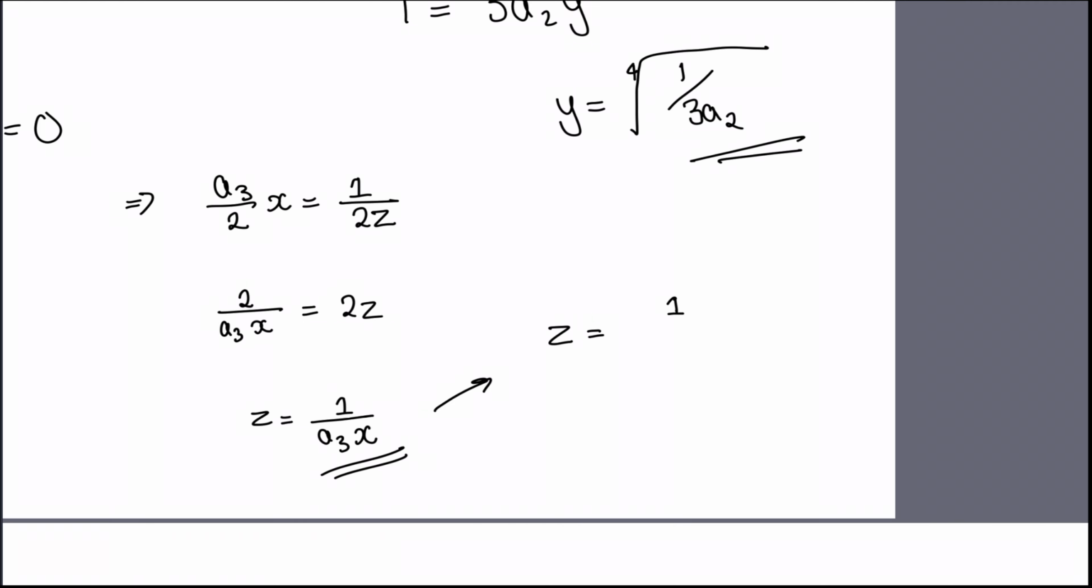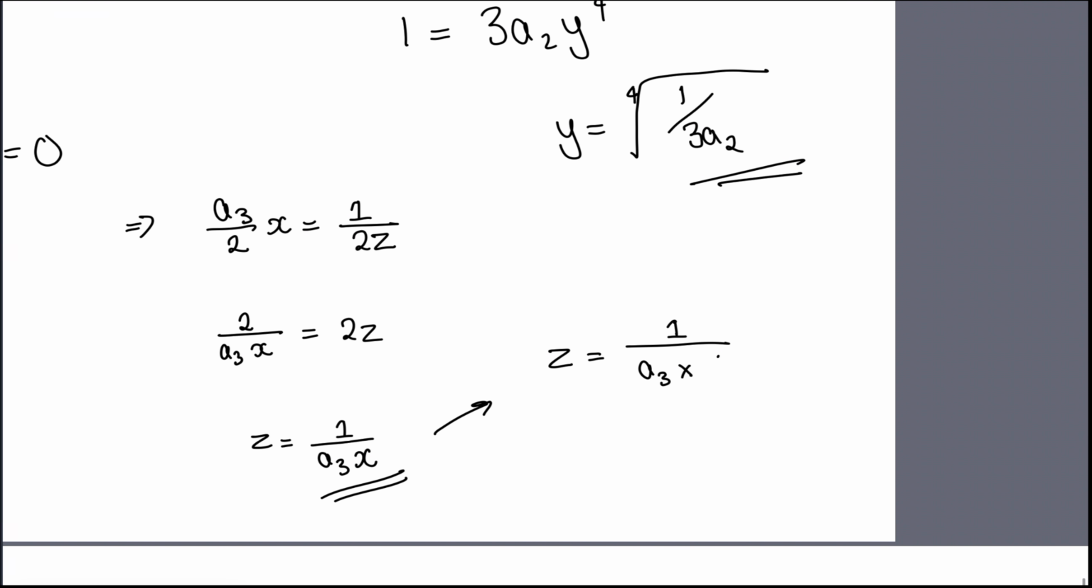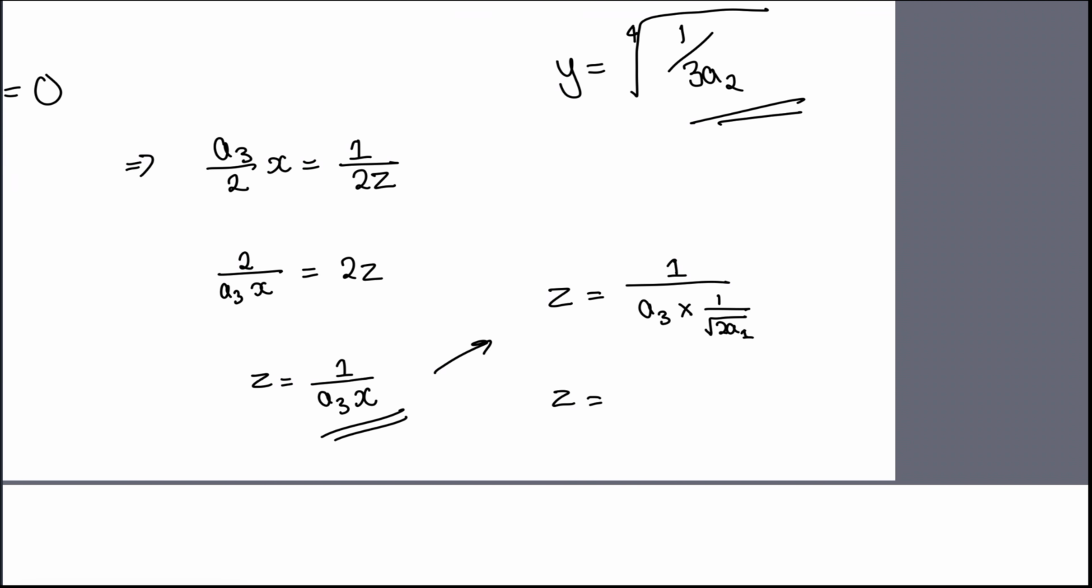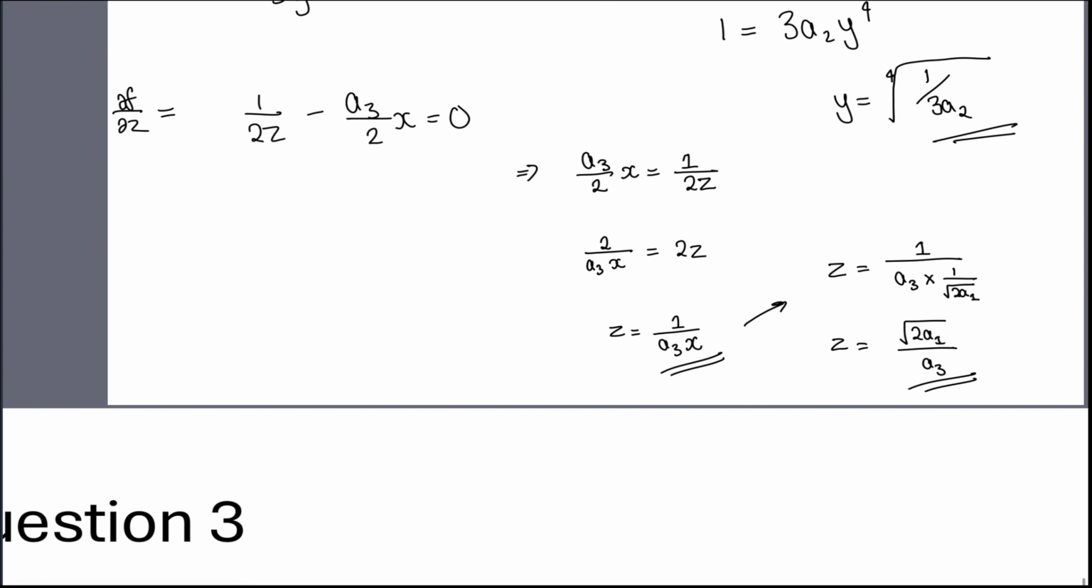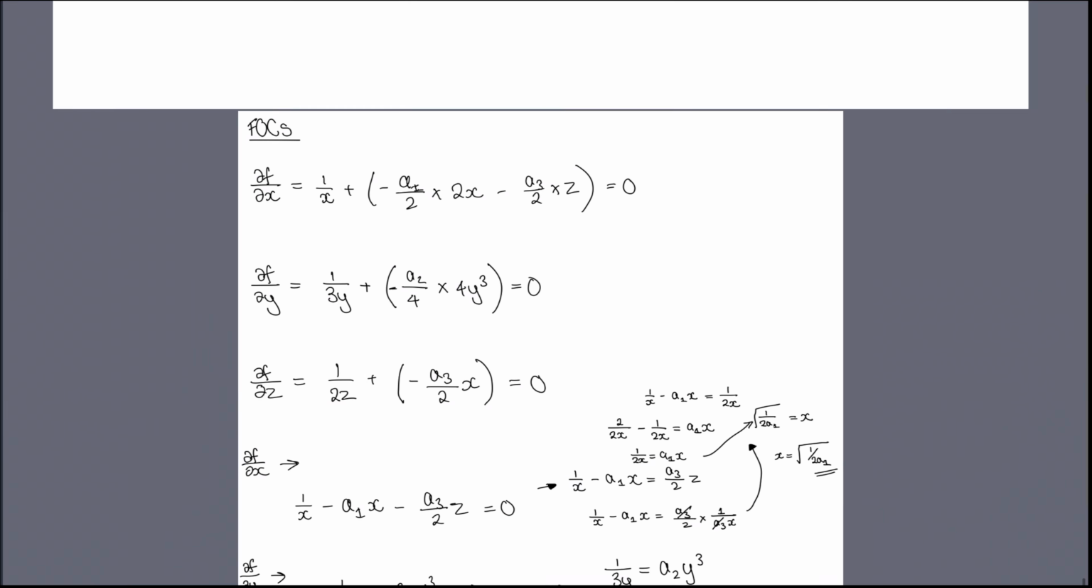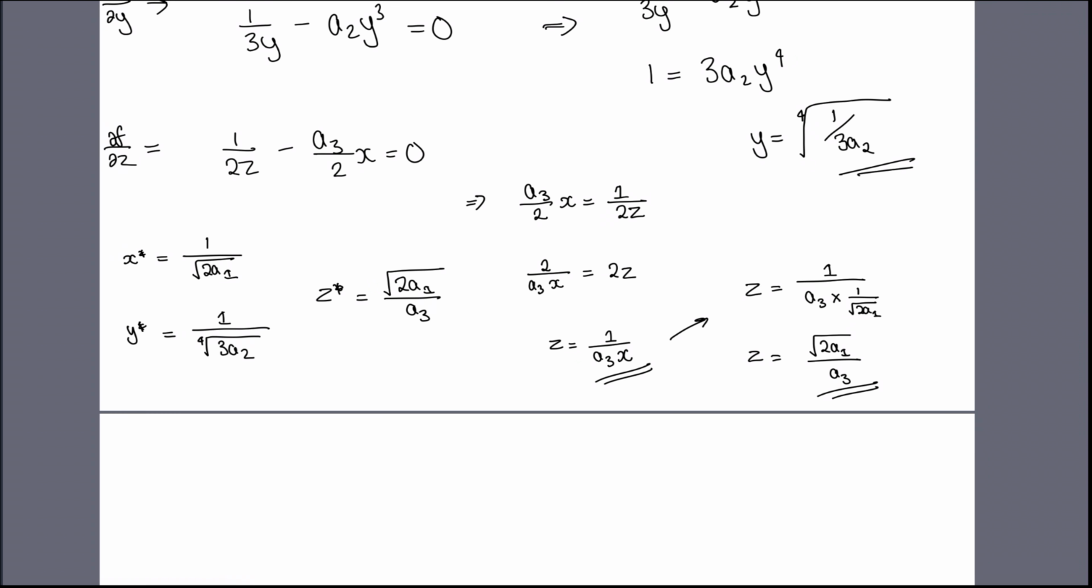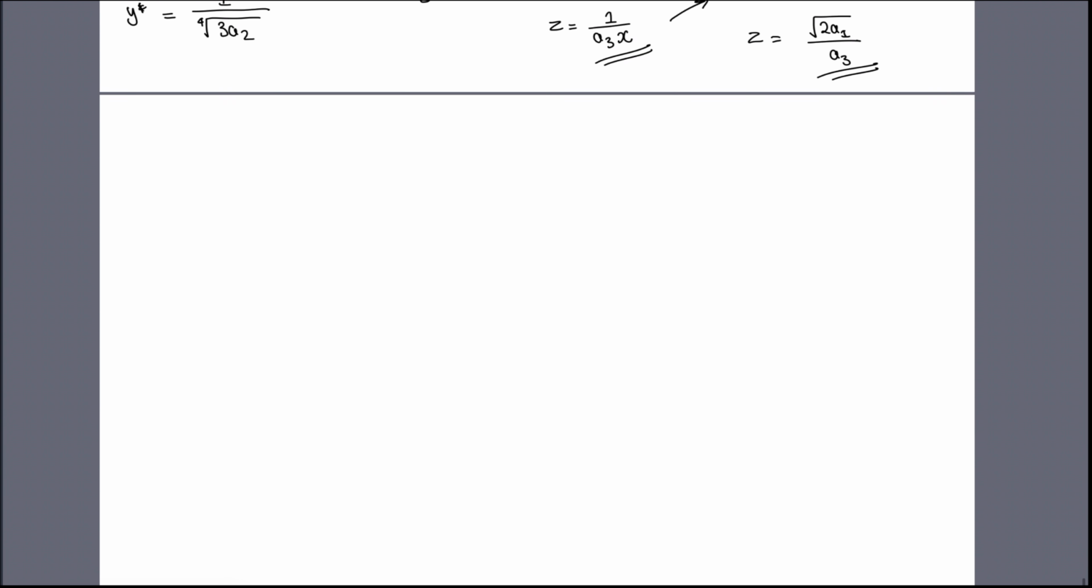That means z is equal to 1 over a3 times 1 over root 2a1. So z is equal to root 2a1 all over a3. Cool, so if I write our solutions more clearly, we get this. And now to determine the nature of this optimum, we'll have to compute the Hessian.